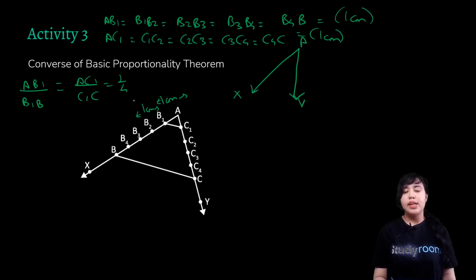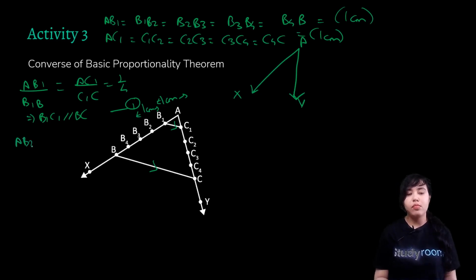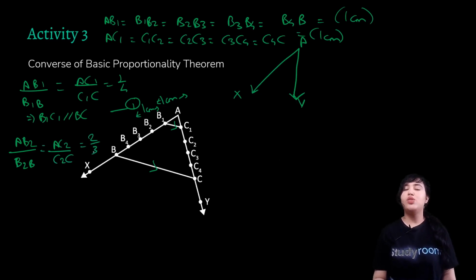So if this ratio is the same, you can also see that B1C1 is parallel to BC. You can make this result equation number 1. Then we'll find out AB2 upon B2B and compare this ratio with AC2 upon C2C. You'll realize that they also turn out to be equal and equal to 2 by 3. Now again, if you join these 2 points, here you can see that B2C2 is parallel to BC. So make this equation number 2.